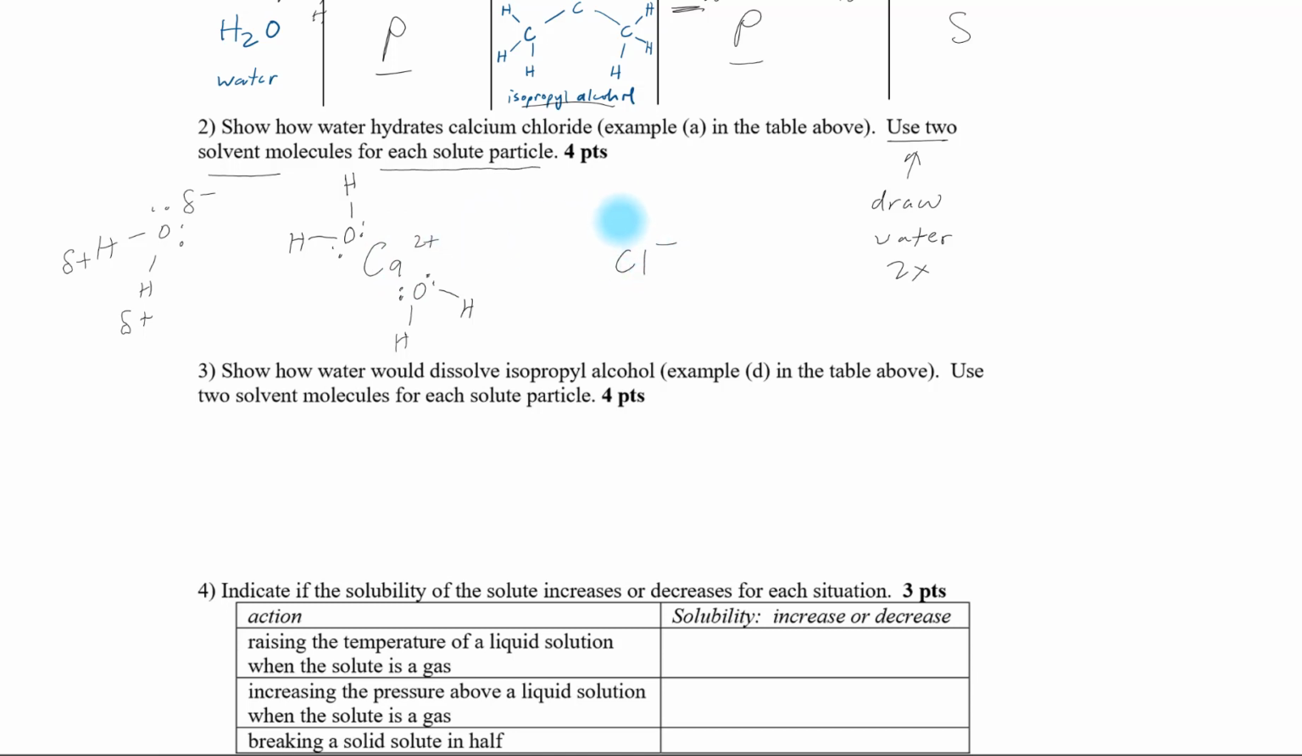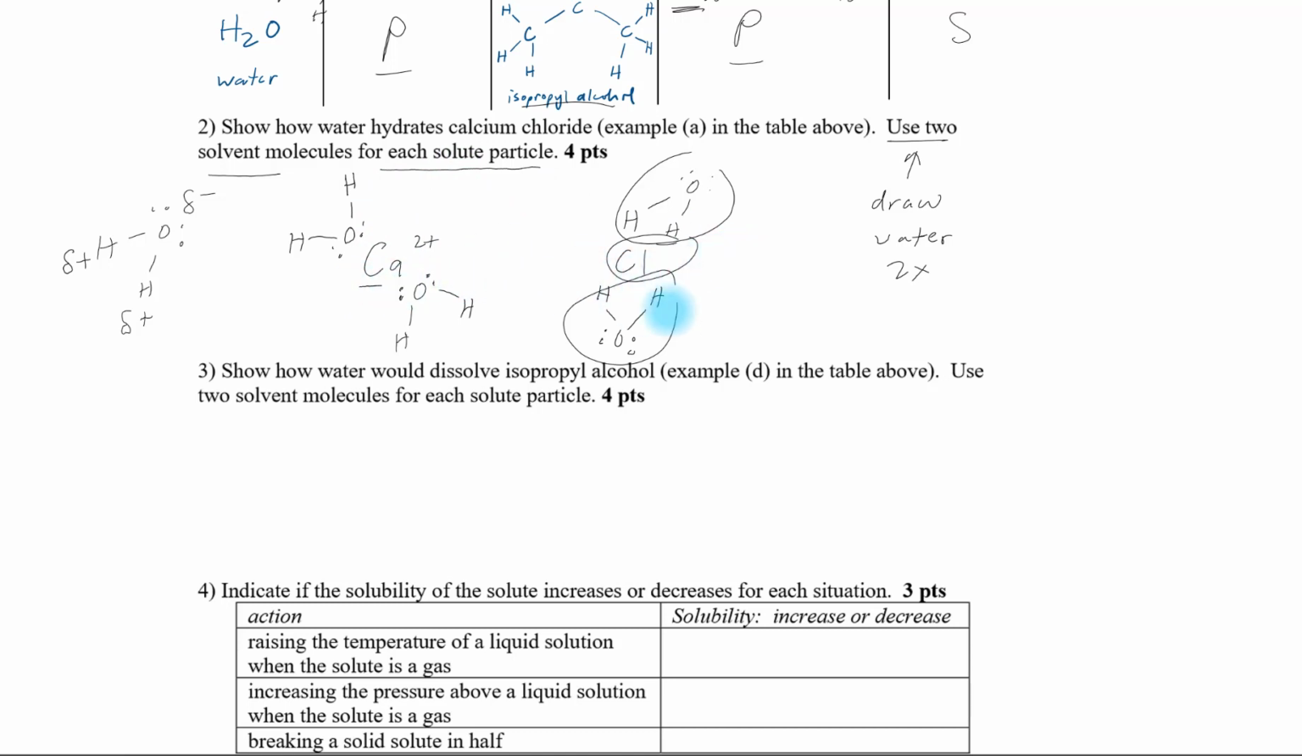And then on the anion, we're going to turn water around and draw it like this, so that the positive H's face the negative anion. Let's draw another one over here. Okay, so that's two solvent molecules per solute. So that's each solute particle. The calcium and the chloride, it splits up into those 2 charges.